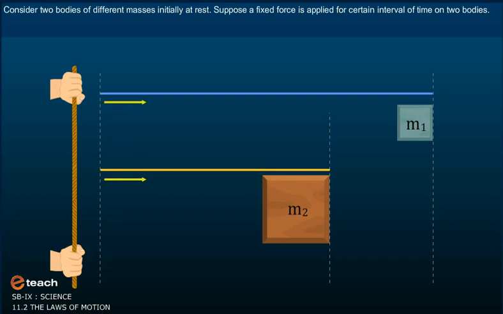Consider two bodies of different masses initially at rest. Suppose a fixed force is applied for a certain interval of time on two bodies. The lighter body picks up greater speed than the heavier object. But at the end of the time interval, each body acquires the same momentum.